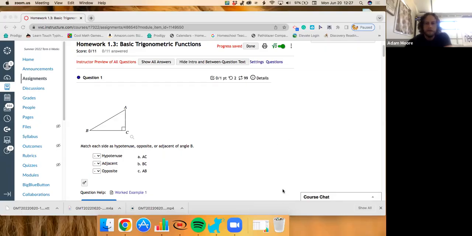All right, guys, my take on this 1.3 assignment here. Wanted to tell you about some stuff, just some perspective I felt like you could use from me. Okay, number one, it says match each side as hypotenuse, opposite, or adjacent of angle B. And so it's kind of just a matching one, as you can tell.